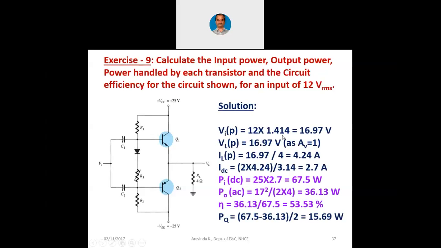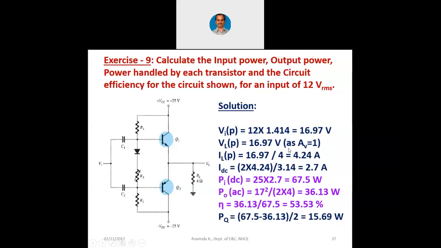VIP is 12 into 1.414. That is VCC into IDC. IDC is 2 into IP divided by pi. So how is IP calculated? We have these 12 volts RMS as the input. VIP itself is calculated here. VIP is 12 volts RMS into 1.414, that is root 2, that is 16.97 volts. Now the peak voltage at the load is 16.97 volts only because voltage gain is 1 here.